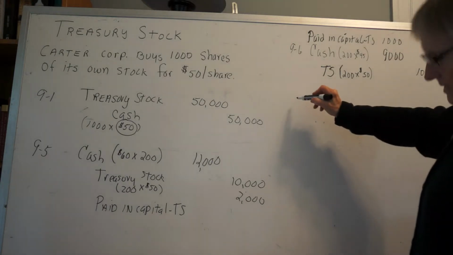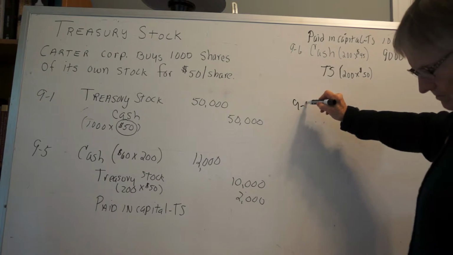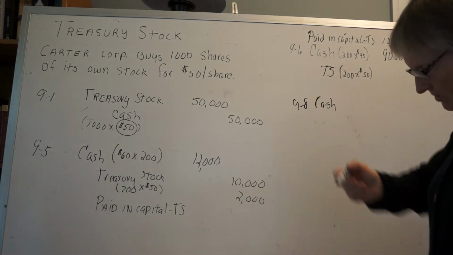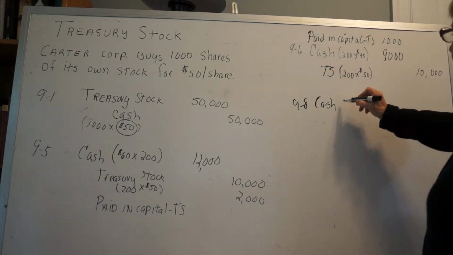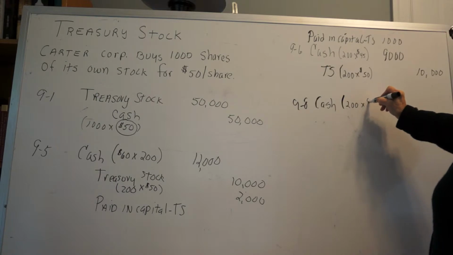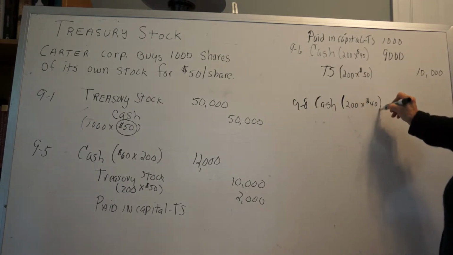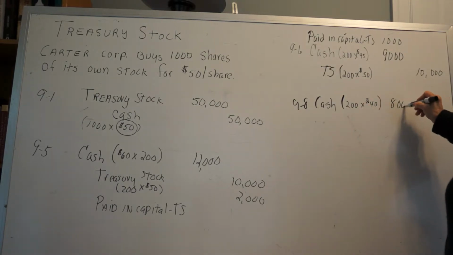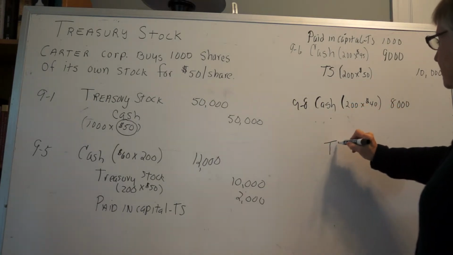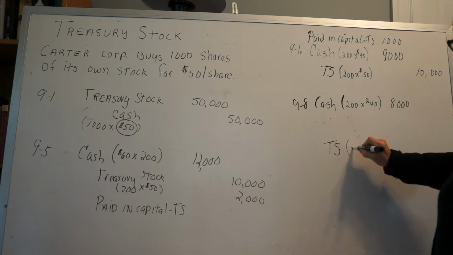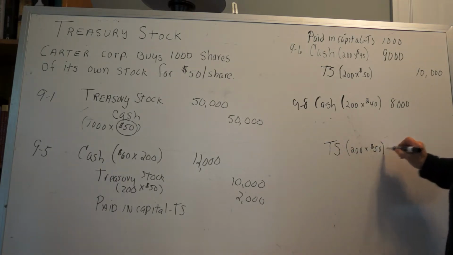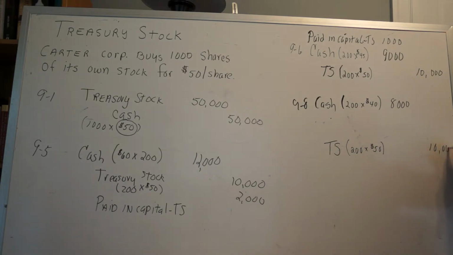But then on the 8th, we reissue some more. And this time the market's really dropped and we're only getting $40 a share. So we're going to get the 200 shares times 40. And so we're only getting 8,000. The treasury stock, I'll plan ahead this time, the treasury stock still comes off the books at the 200 times what we paid for it originally, or 10,000. And now here's where it gets tricky.